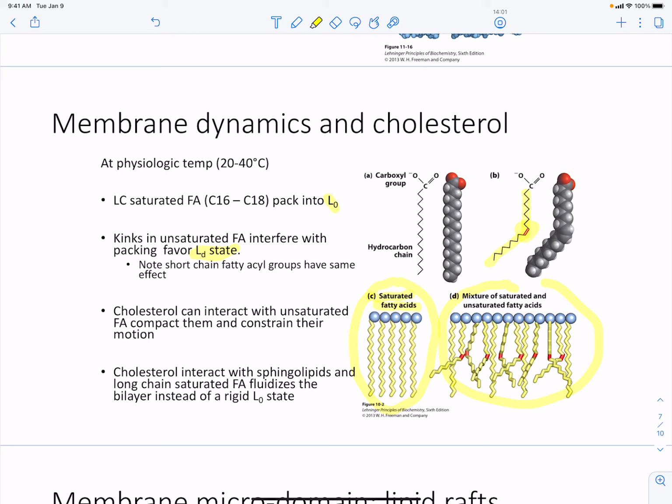And so what happens is that cholesterol is going to come around and interact with the sphingolipids and your unsaturated fatty acids, and it's going to cause your unsaturated fatty acids to compact and constrain their motion. And so it keeps those unsaturated fatty acids more ordered. And then it's also going to interact with the others to maintain fluidity. So cholesterol embedding into our membranes is very important for the fluidity and for the order of the actual membrane.